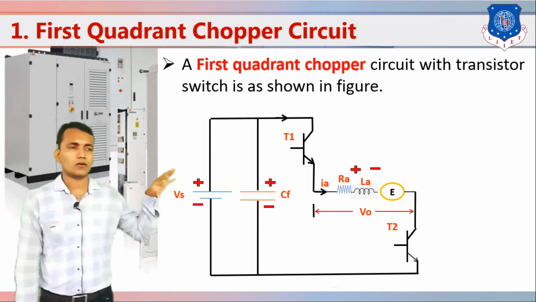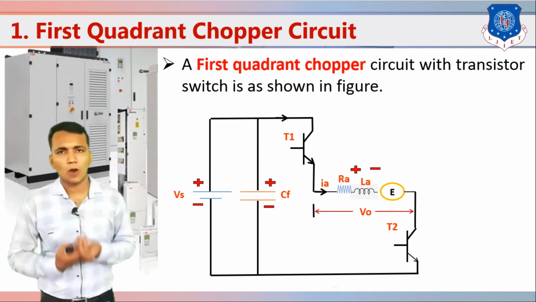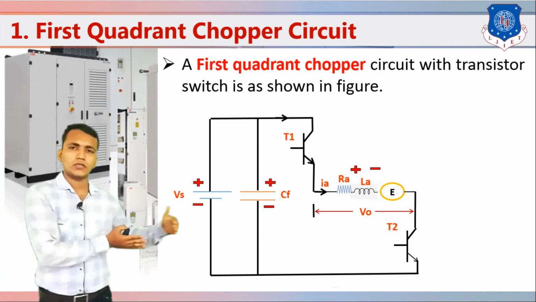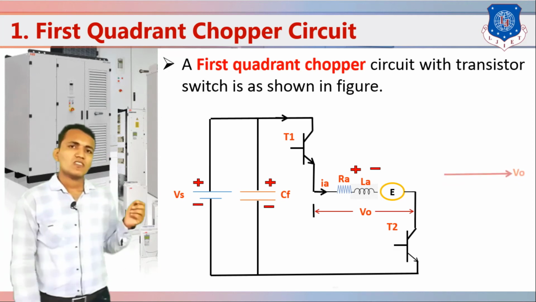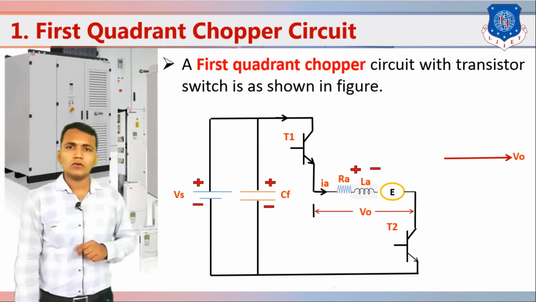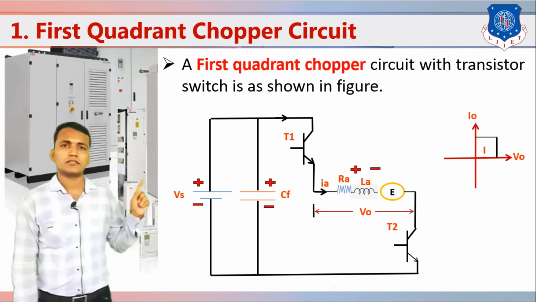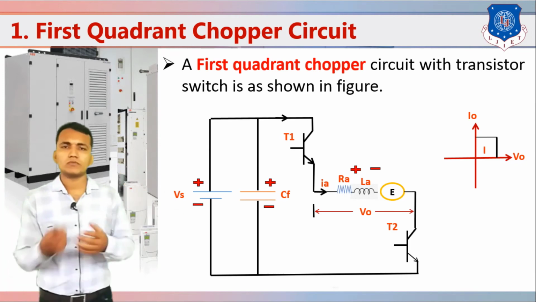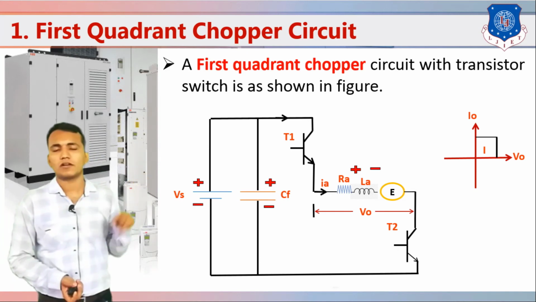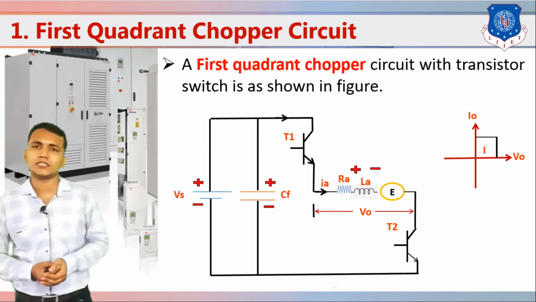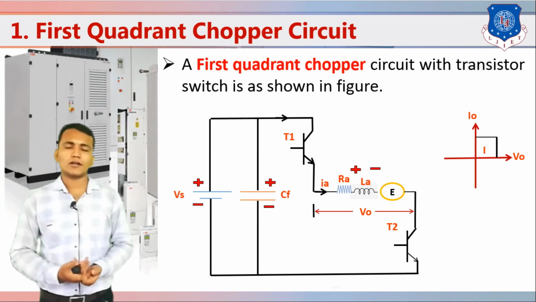The polarity across the inductor is plus-minus, because we know that by the inductor property, whenever current flows through the inductor, the inductor will store some energy. Now that is V0 and I0, and that is our first quadrant. We can take it as the first quadrant because voltage and current are both positive. So that is our first quadrant chopper circuit.